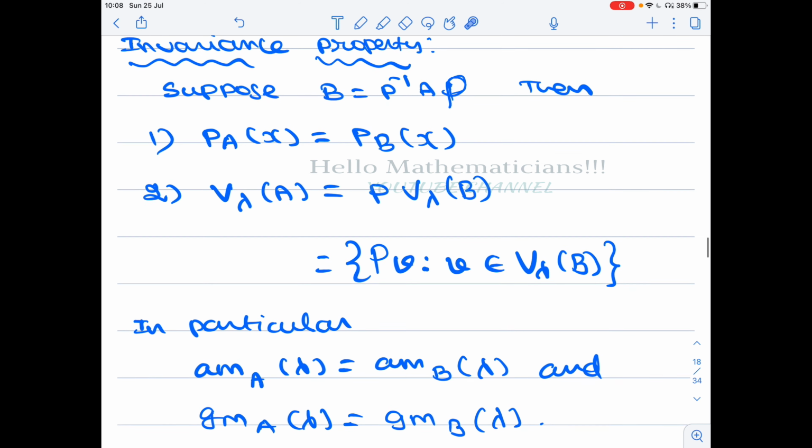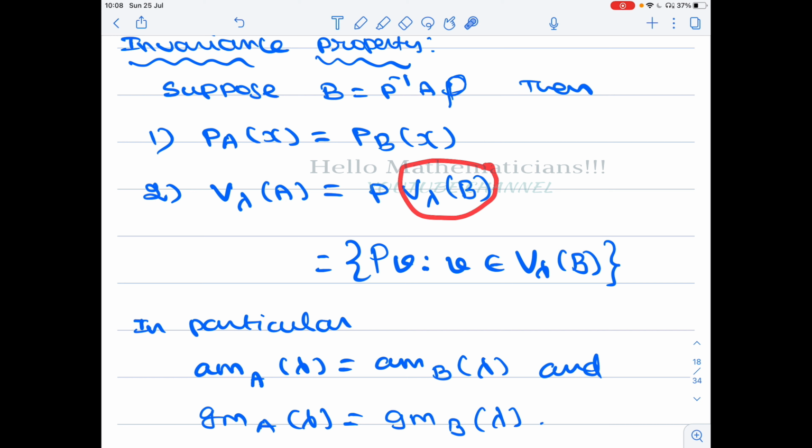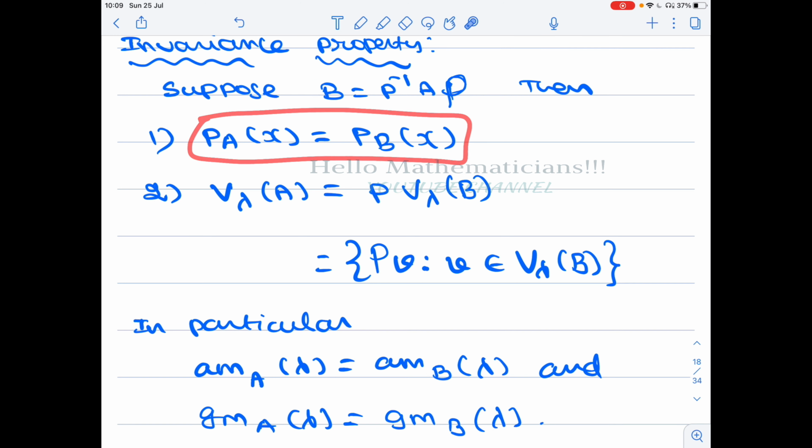Then we also have one more result. The eigenspace of A is equal to the eigenspace of B, on which you have to act P. Note that P is an invertible linear transformation, and this is a subspace. So P will act, and you can calculate the image of this subspace under the matrix P. Since P is invertible, if this space has dimension K, its image will also have dimension K.